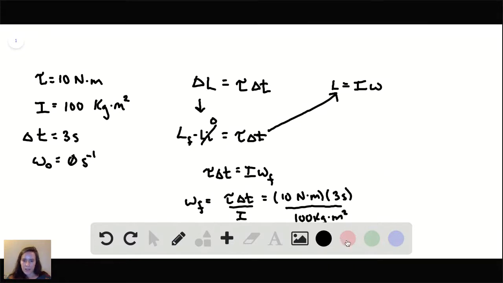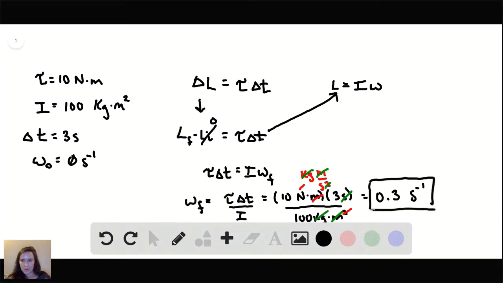All right. So one of my meters goes away. Remember that a Newton is a kilogram meter per second squared, so my other meter goes away. My kilograms go away. One of my seconds goes away. And I'm left with 0.3 inverse seconds.